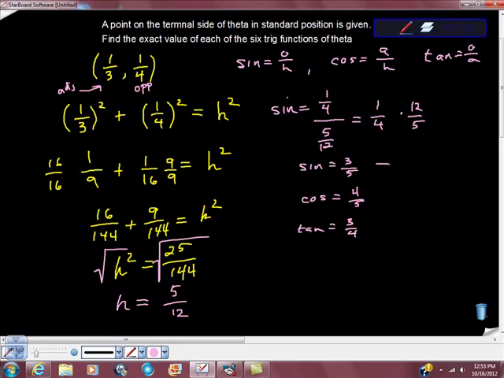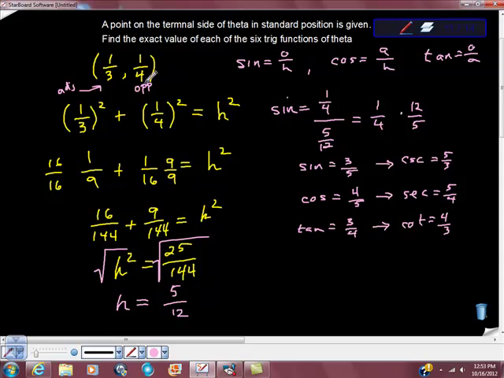From here, look, I'm just going to take the reciprocals here. Cosecant is the reciprocal, so that makes this 5/3, doesn't it? The reciprocal of this is secant, and secant is 5/4. And all I'm doing is taking the reciprocal values here, and cotan is obviously equal to 4/3, isn't it? So that's how I did this problem.